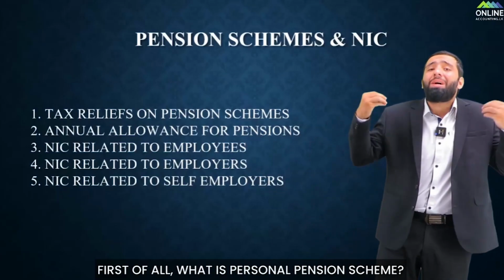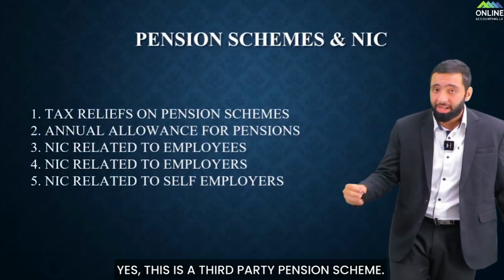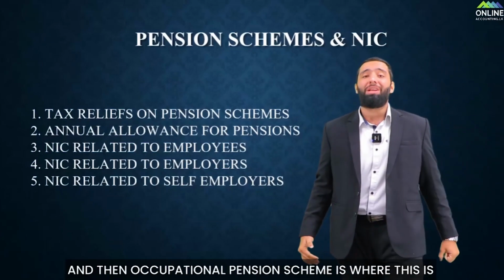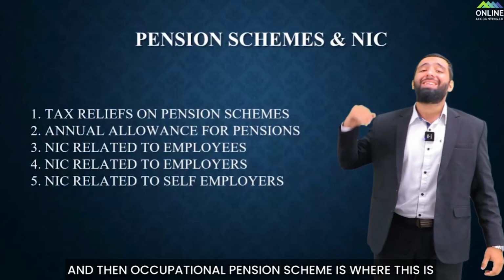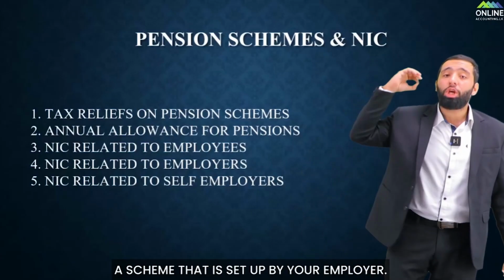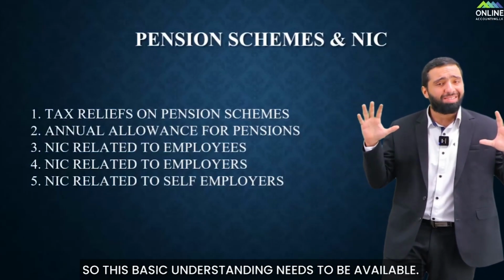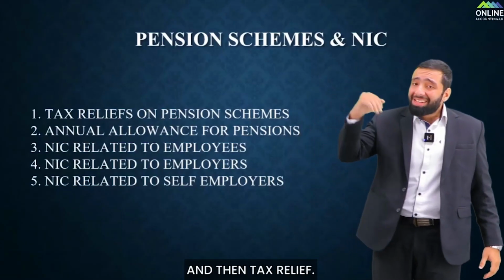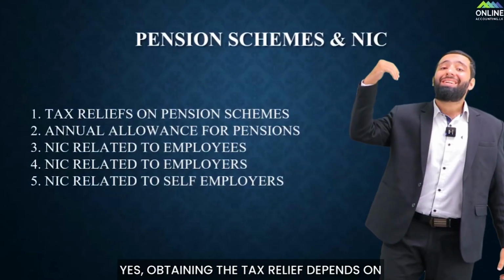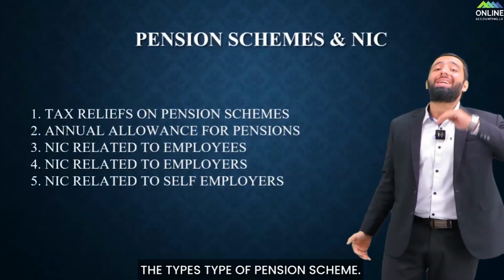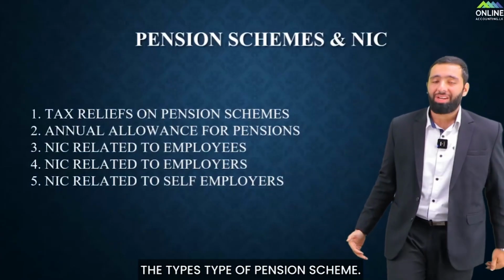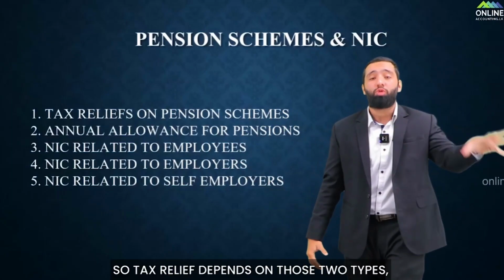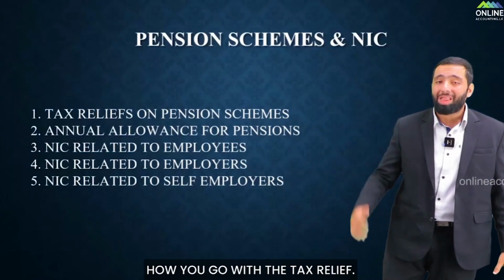First of all, what is a personal pension scheme? This is a third party pension scheme. And an occupational pension scheme is a scheme that is set up by your employer. So this basic understanding needs to be available. And then tax relief: obtaining the tax relief depends on the type of pension scheme. So there are 2 types, and how you go with the tax relief depends on those 2 types.